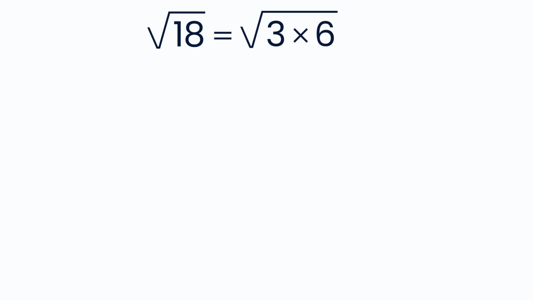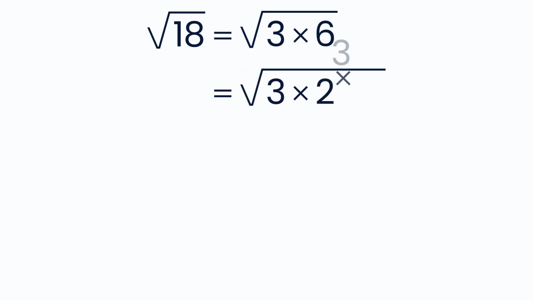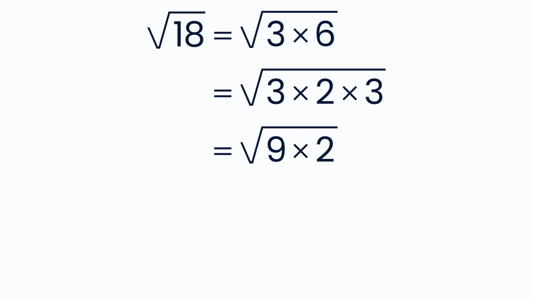Now, let's choose factors for 18 that are not square numbers, say 3 times 6. 6 is a composite number that can be factorized into 2 times 3. So, the square root of 18 can also be written as the square root of 3 times 2 times 3. Notice that you can multiply 3 by 3 to get the square number 9. This is good because you're always looking for square numbers when you have a square root.